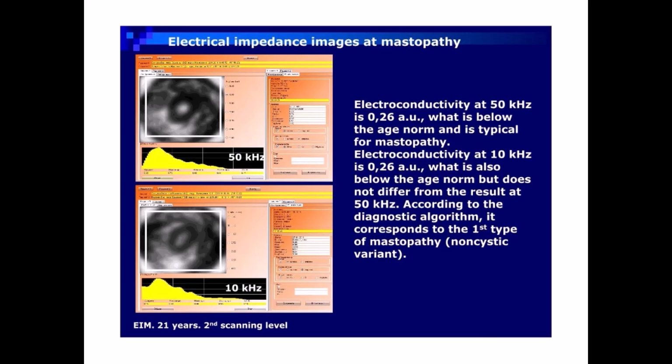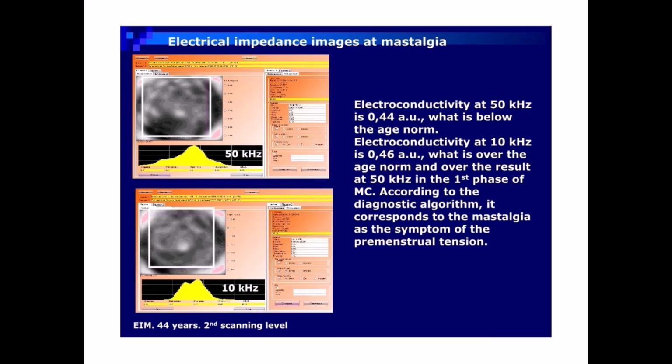Second scanning level. Electrical impedance images at mastalgia. Electroconductivity at 50 kHz is 0.44 AU, which is below the age norm. Electroconductivity at 10 kHz is 0.46 AU, which is over the age norm and over the result at 50 kHz in the first phase of MC. According to the diagnostic algorithm, it corresponds to mastalgia as the symptom of premenstrual tension. Image showing EIM. 44 years.